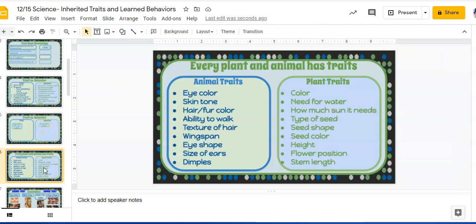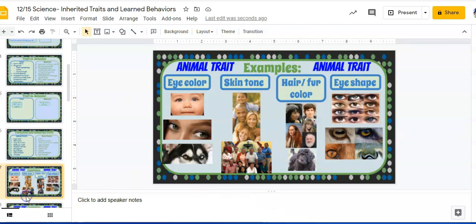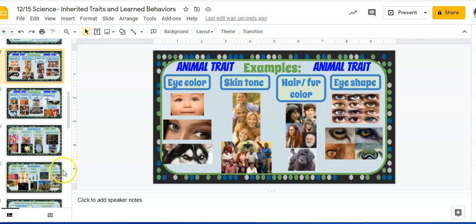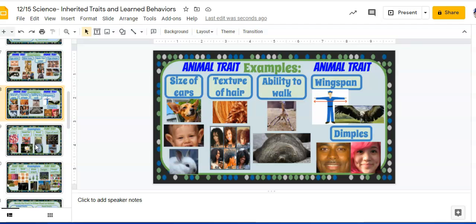place. Okay, on the next slide, it's talking about all the traits that you would find both in animals and in plants. So both animals and plants have traits. You're going to carefully read through those, and then you'll see some visual examples of those on the next few slides. So you've got some great pictures here to look at for examples of animal traits like eye color, skin color, eye shape. Then you're going to go on to the next slide to see more of those animal traits.